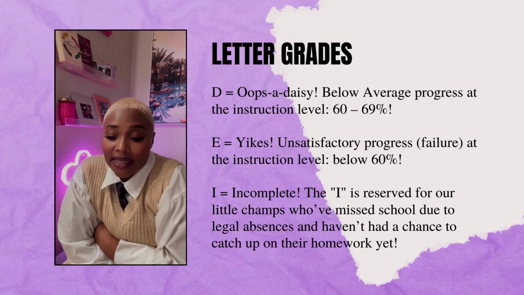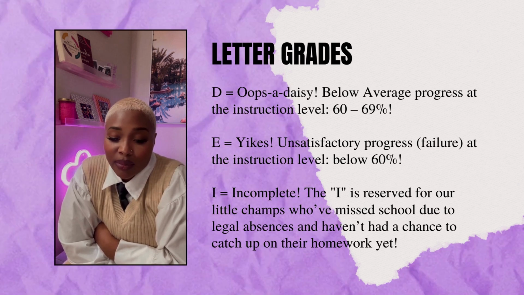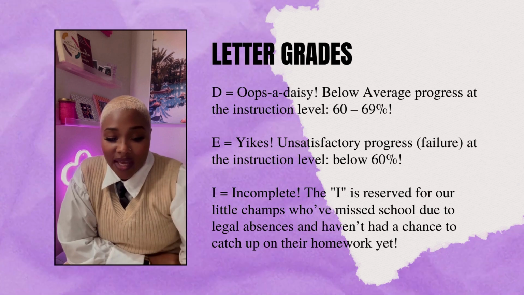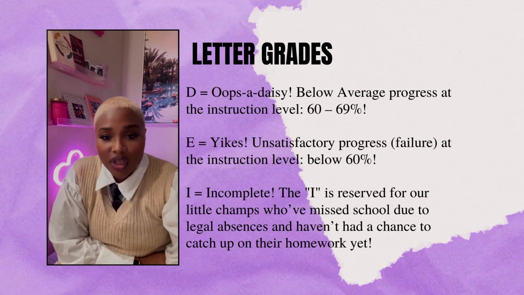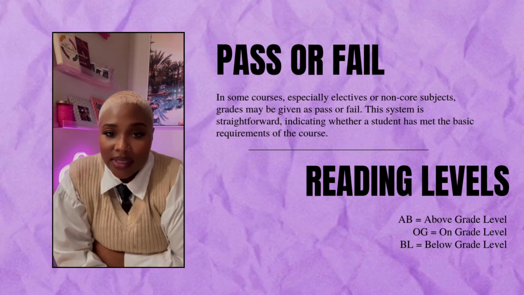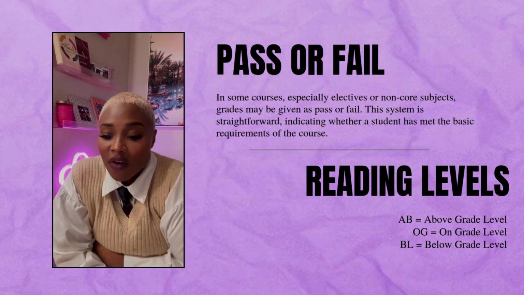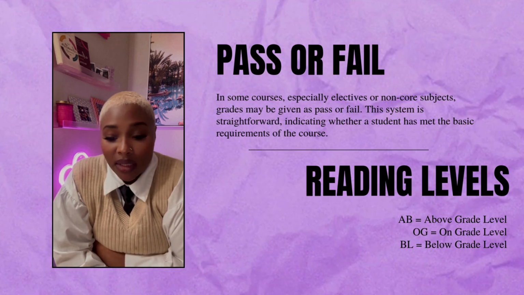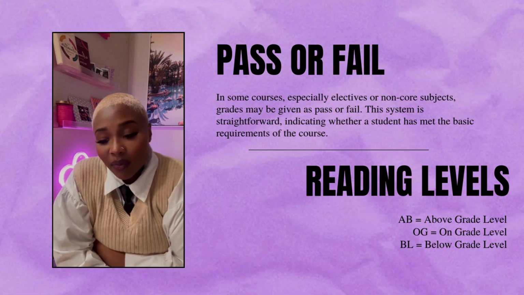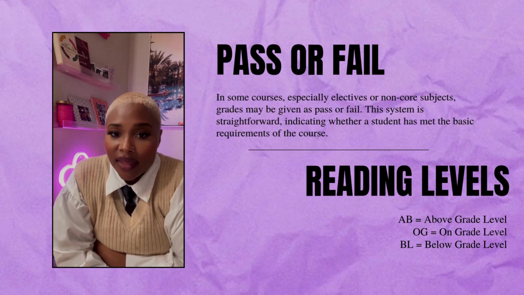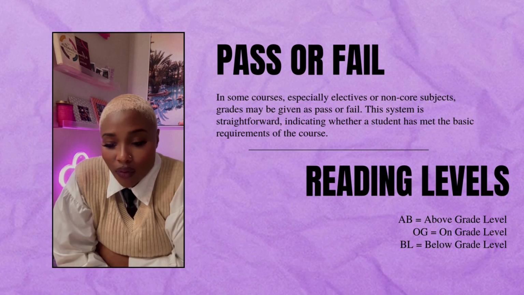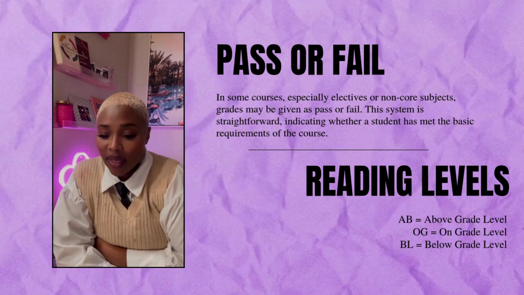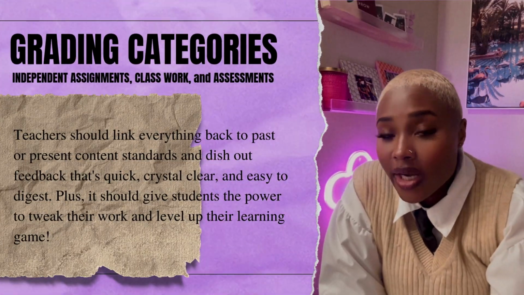An I indicates it's incomplete, and the I grade may only be used for elementary students who have been lawfully absent from school and have not had an opportunity to complete the work. Some courses or subjects will receive a pass or fail, meaning a P, meaning it will be a credit-bearing class, or an F, meaning it's not credit-bearing at all. And then the last area is your reading level. So AB indicates they are above grade level, OG means they are on grade level, and BL means they are below grade level.